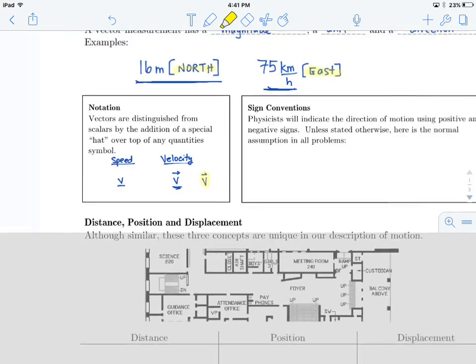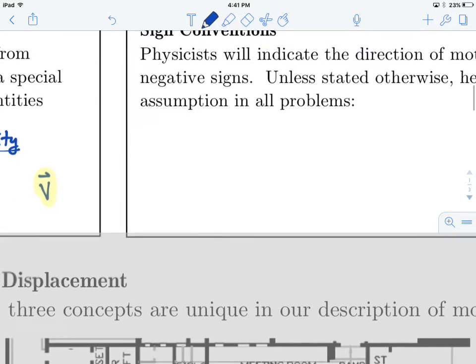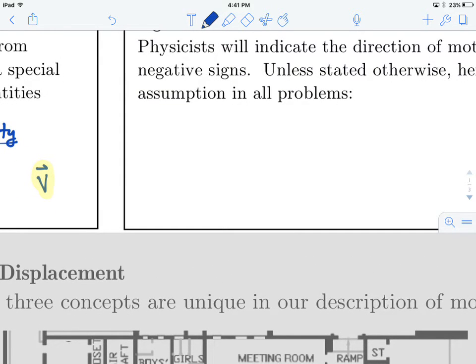All right, and some sign conventions, because these are really, really important. Anytime we are talking about north, south, east, and west, we're going to use some sign conventions. Let's look at the compass first of all. The compass is an important tool for navigating. This is, of course, north, south, east, and west.